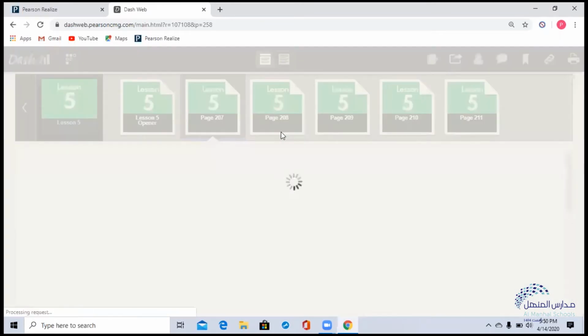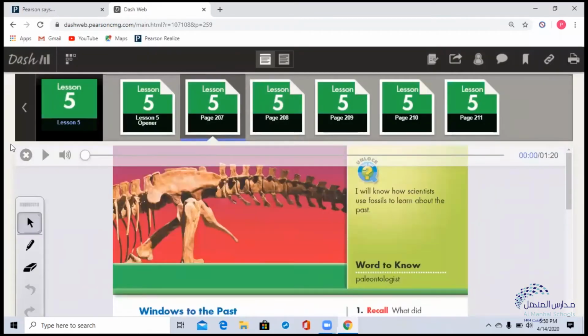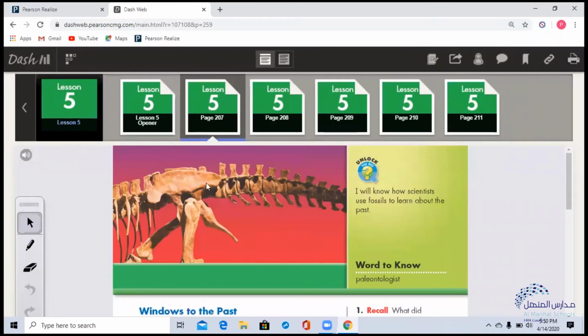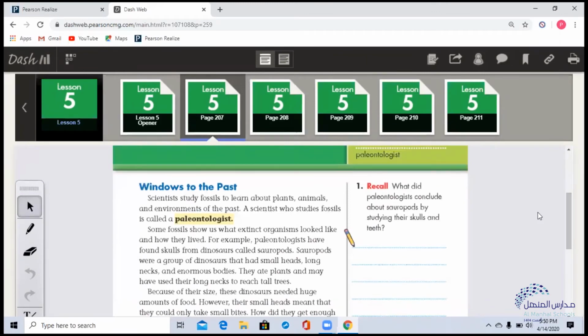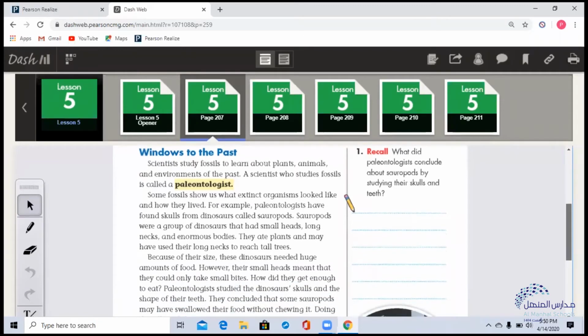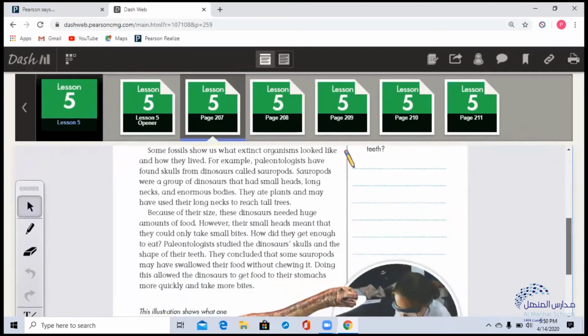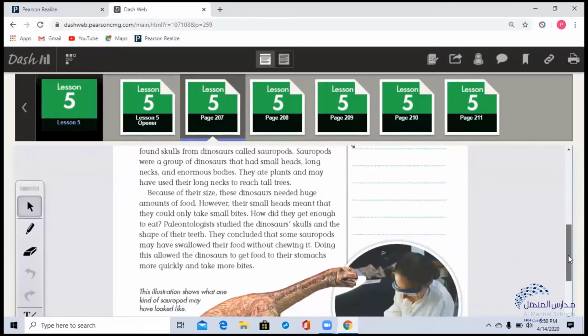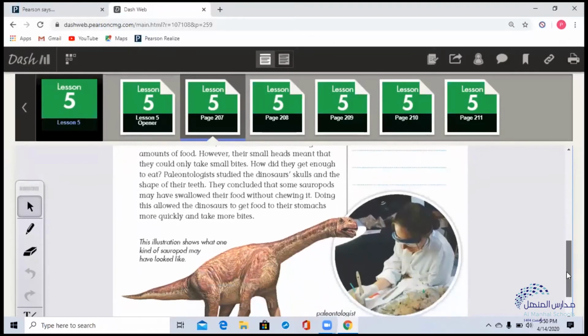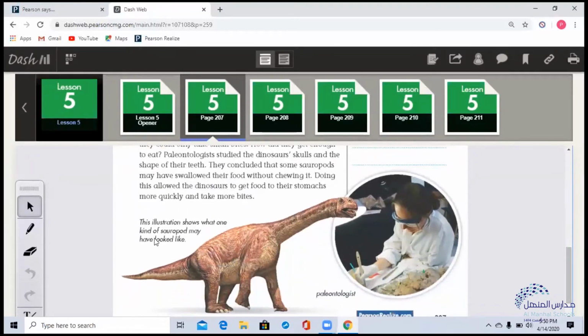So on page number 207, we can see that there is a fossil of a dinosaur. So, windows to the past. Paleontologists are people that study fossils. So they look at bones and any kind of fossil to tell us what they have done, or have eaten, or how they have lived. The illustration shows what one kind of sauropod may have looked like.